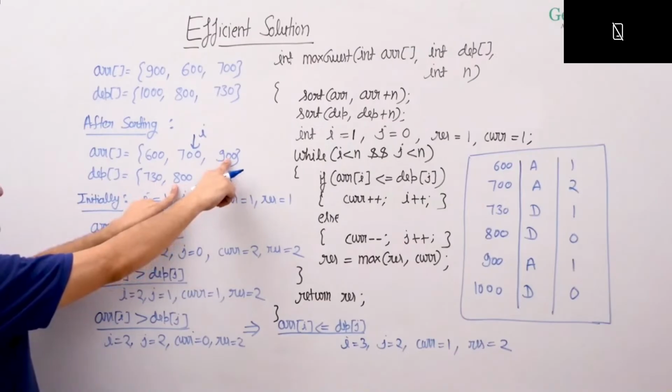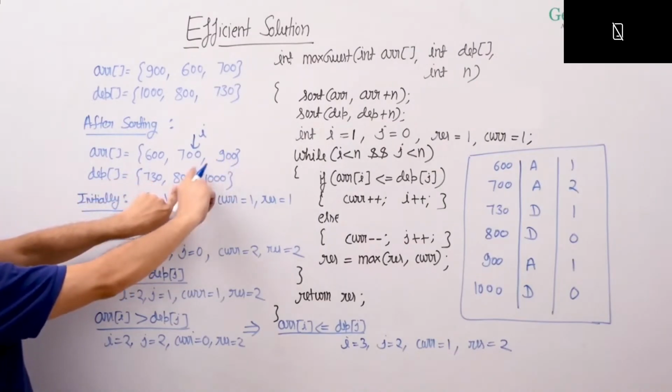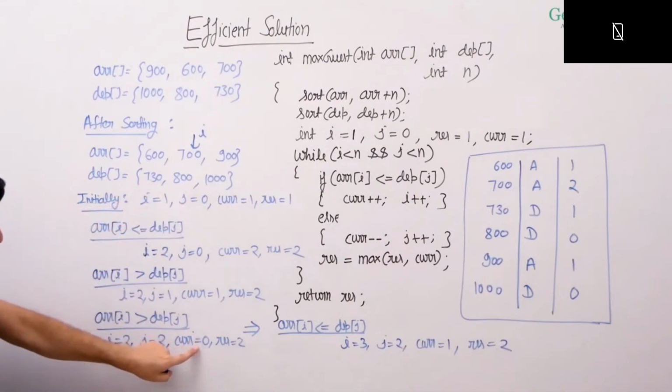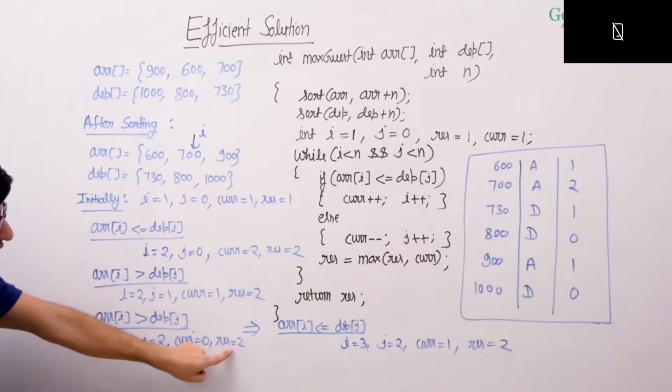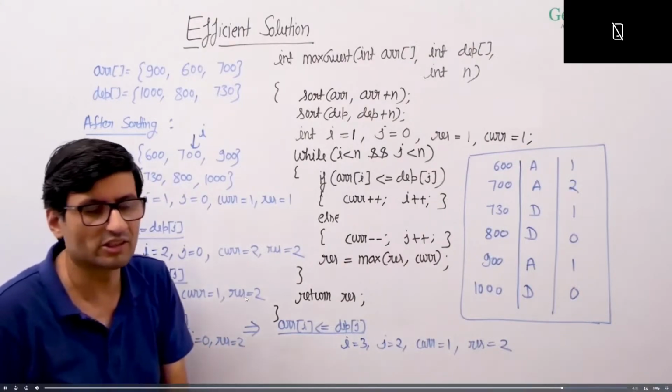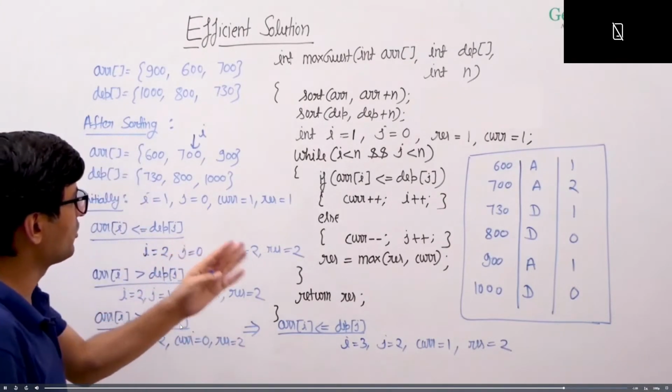Now we are going to compare these two, right? 800 and 900. 800 is again smaller. So we are going to make the count of guests 0 and the result stays the same at 2, right? We have current as 0, which is less than result. Now we are going to go to the next iteration.